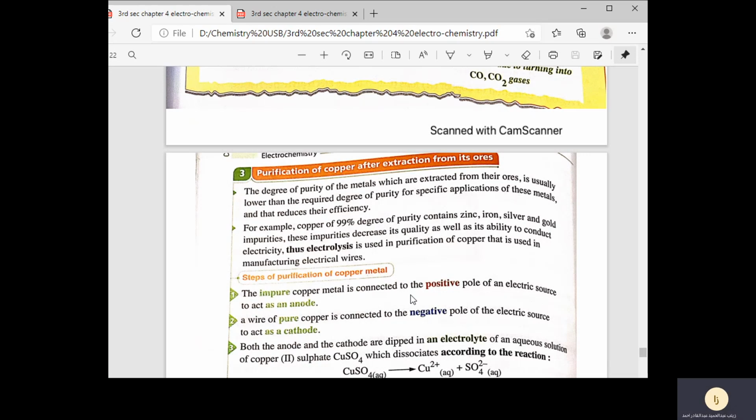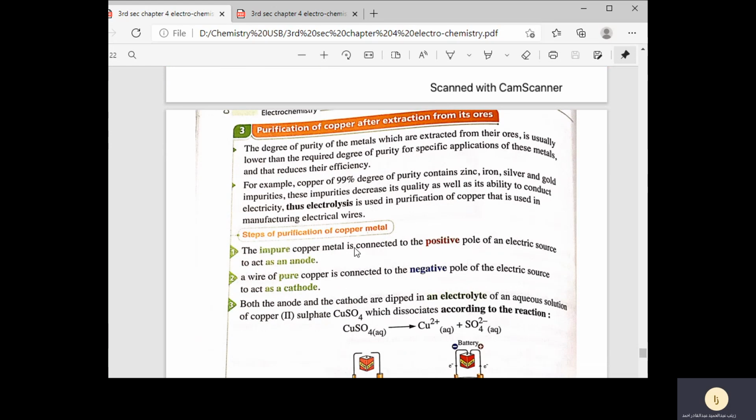There is an important point we must know: the degree of purity of metals that are extracted from their ores is usually lower than the required degree of purity. When we extract a metal from its ore, its purity is lower than what we want. For example, we notice that copper when we extract it has a purity of 99%.